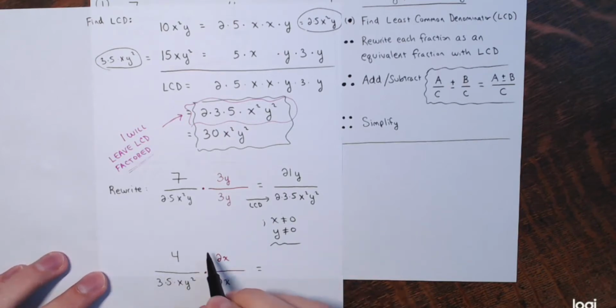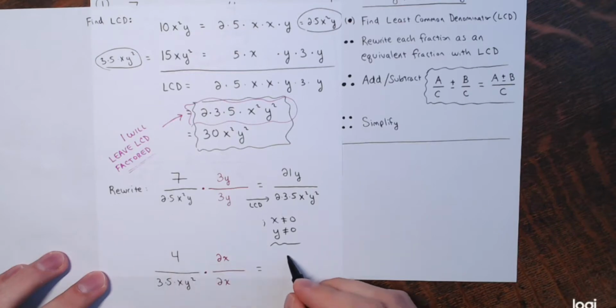And then, as I said with the first one, I multiply out the numerators. 4 times 2x is 8x. And I'm going to leave the denominator factored. And again, the denominator, I'm just going to write it the same way I've been writing the LCD. The denominator should be the LCD: 2 times 3 times 5 times x squared times y squared.